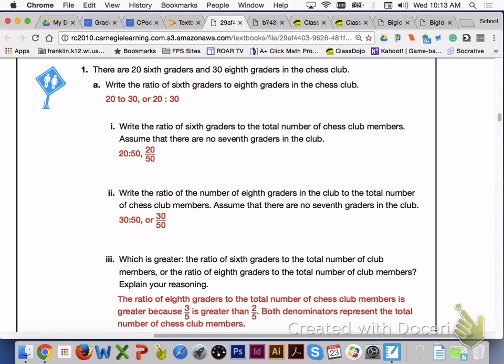For letter A, our ratio is going to be 20 to 30. Roman numeral 1, our ratio is 20 to 50. Roman numeral 2, our ratio is 30 to 50. For Roman numeral number 3, the ratio of 8th graders to the total number of chess club members is greater because 3 to 5 is greater than 2 to 5. Both denominators represent the total number of chess club members.